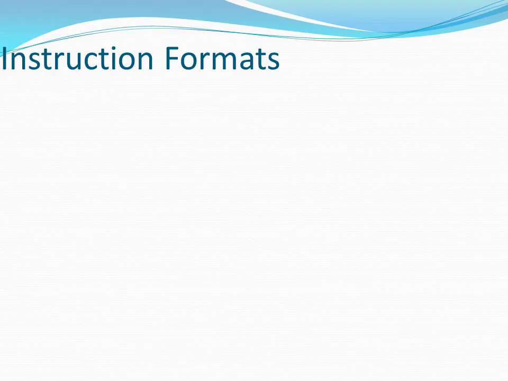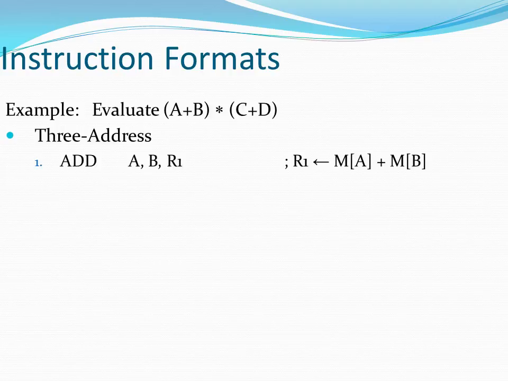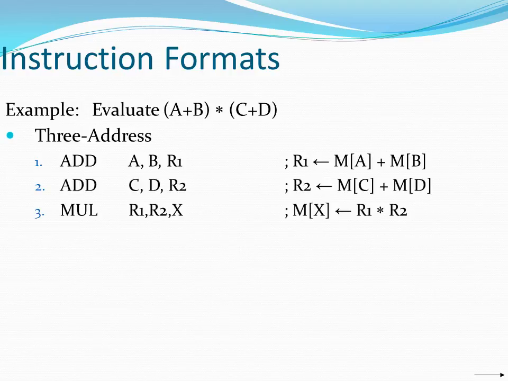And now we discuss the different instruction formats one by one. Here I am considering one example: how we can perform A plus B into C plus D by using 3 address instructions. First of all, we perform the addition operation between A and B and store this result in the R1 register. Here we have 2 source operands and 1 destination operand. And the second instruction, add C comma D, and the result is stored in R2. Here also C and D are the source operands and R2 is the destination operand.